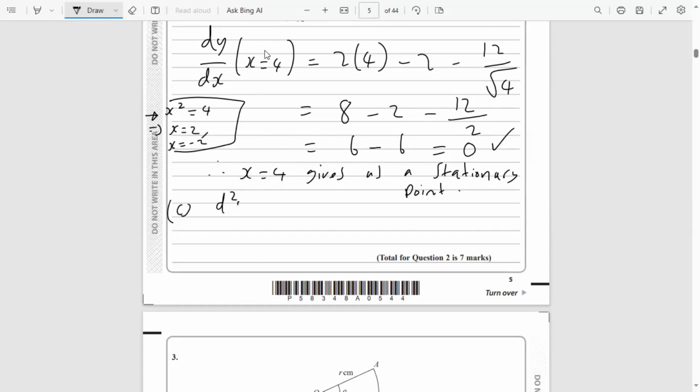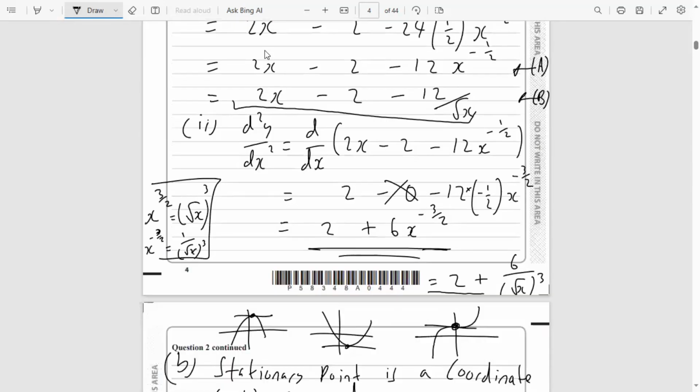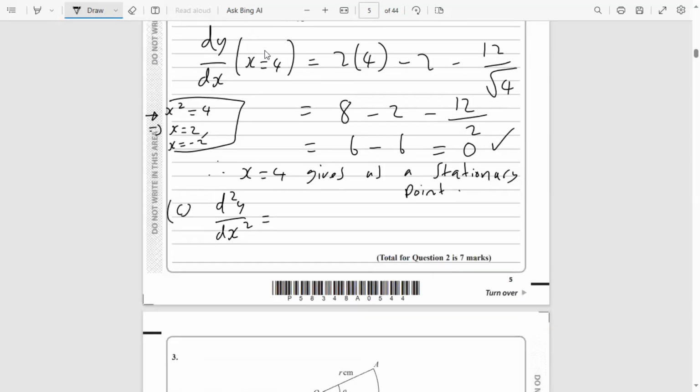So part C to the question. I'm just going to copy out d2y over dx squared again. So we know from part 2 of part A that it's this here. So 2 plus 6 times x to the power minus 3 over 2. So again, similar to part B of the question, the previous part we just did, we want to plug in x equals 4, right? So we've got a stationary point at x equals 4. We want to plug x equals 4 into our d2y over dx squared formula. So let's sub this in. So sub x equals 4, and let's see what we get.